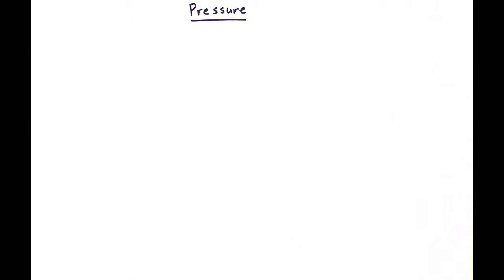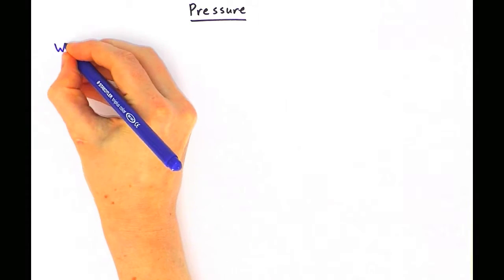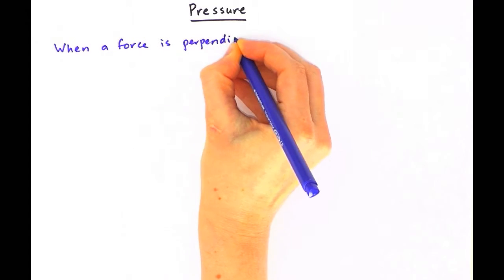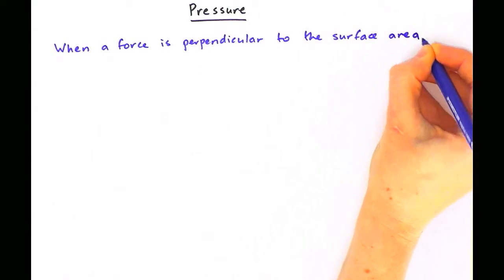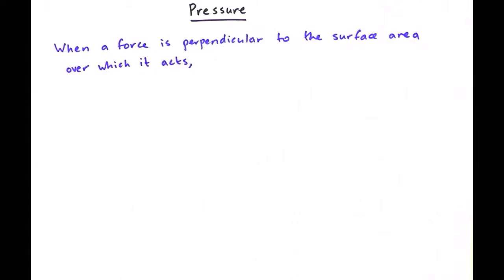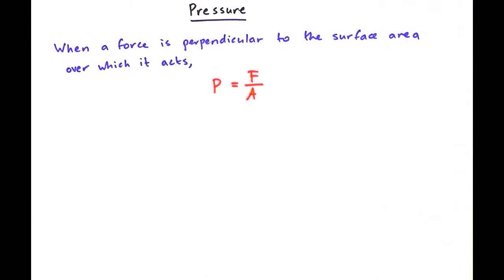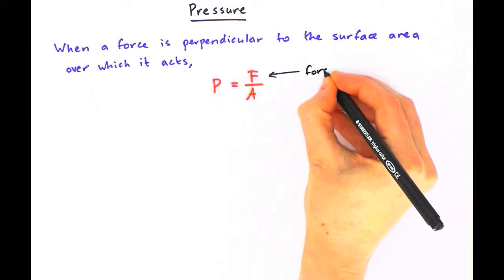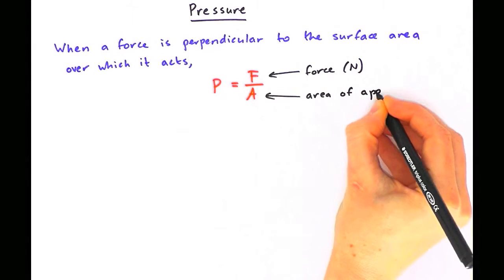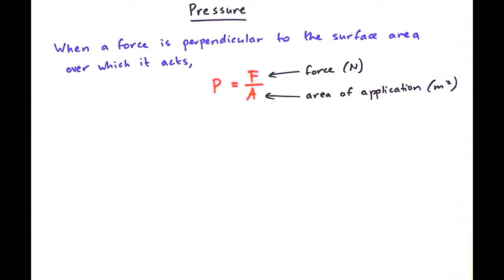In this video I'm going to explain what pressure is. So we'll start with the definition of pressure, which is that when a force is applied perpendicular to the surface area over which it acts, then the pressure is the force divided by the area of application. So we can write that as P equals F over A, where F is the force, which is measured in newtons, A is the area of application, which will be measured in meters squared, and P is the pressure.